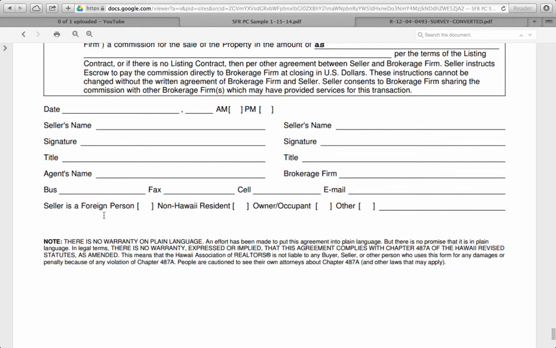Sometimes, and I don't see this very often, but it is important that if you did know it, you should check it here. But typically a seller would be the one filling this information out right down here, which is "seller is a foreign person." This would help escrow with knowing whether or not to withhold under FIRPTA.